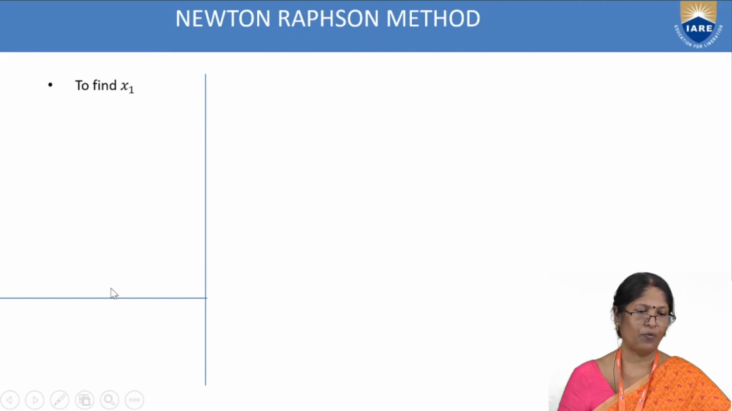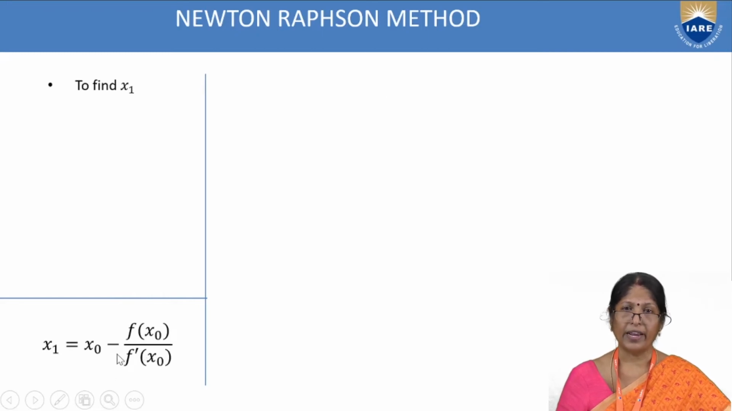Next, we have to find x1. To find x1, we know the formula: x naught minus f of x naught by f dash of x naught. Here this x naught value, we know it, that's just now we got that average 0.5. But we don't know f of x naught and f dash of x naught. These both the values we don't know.